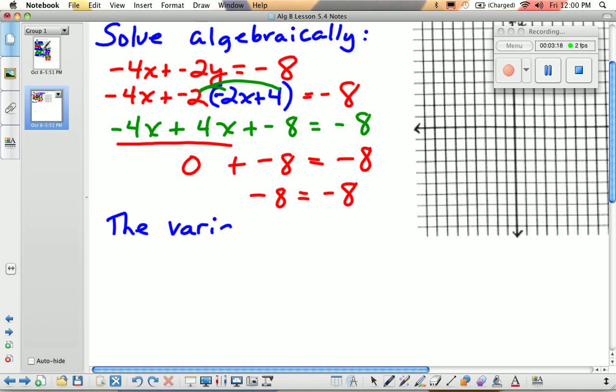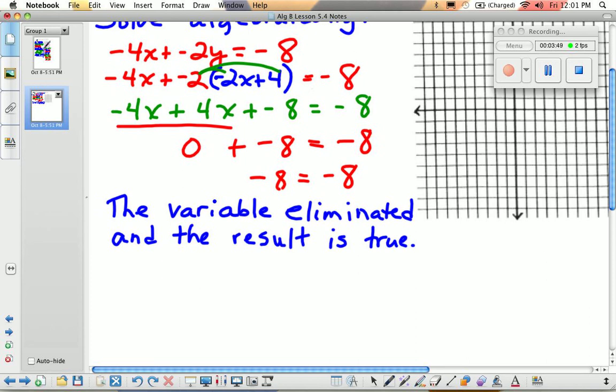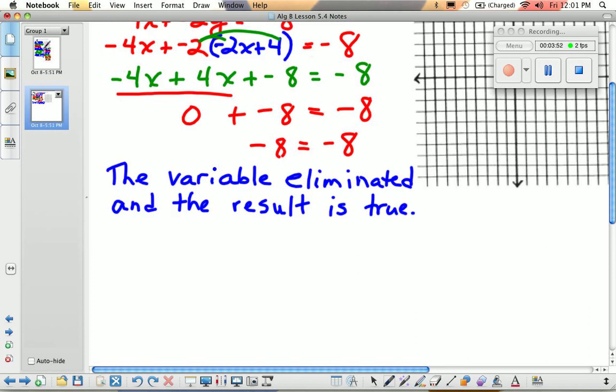Or in this case, we better say the variable eliminated because we really only had the x to deal with, didn't we? The variable eliminated, and the result is true. Mrs. O'Meara, what happened? I did mine a different way, but I still got 0 equals 0. Okay, that's fine, it wouldn't matter. So if the variable eliminates and the result is true, anybody think they know what kind of solution we have here?